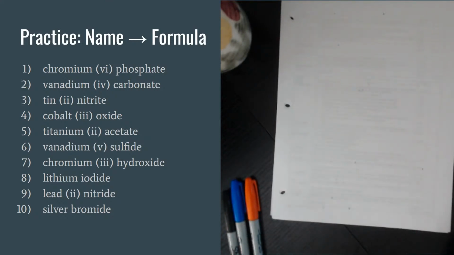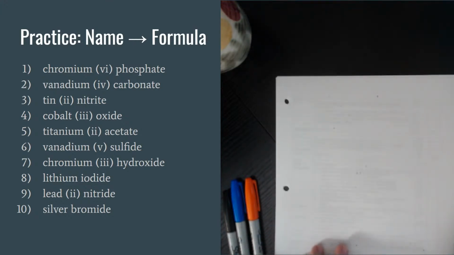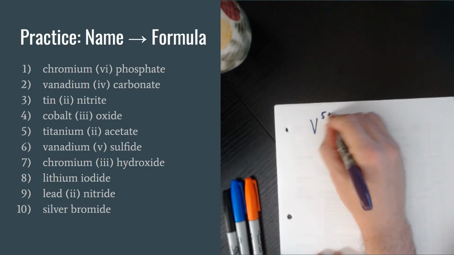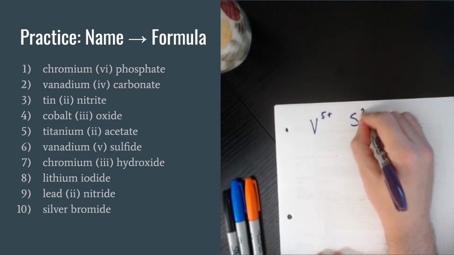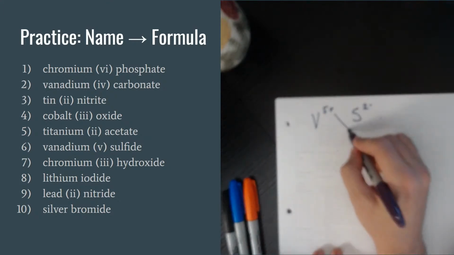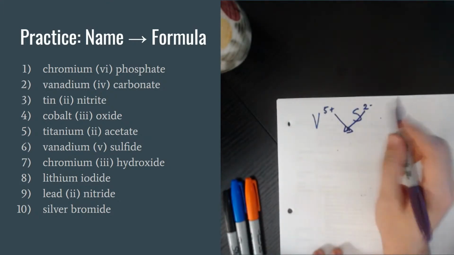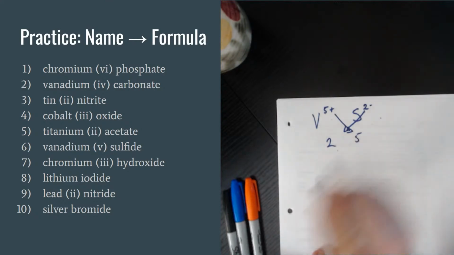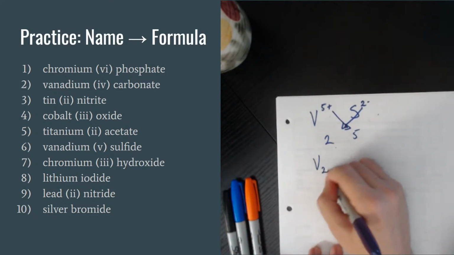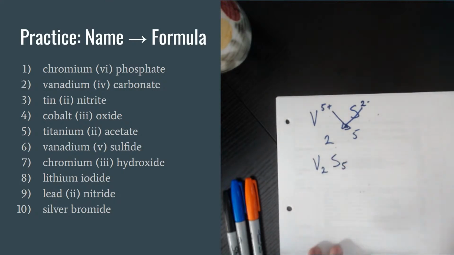Continuing, vanadium 5 sulfide. Oh, I repeated vanadium. How strange of me. Okay, so vanadium 5 sulfide, 2 minus. Once again, we bring our charges down. We have 2, we have 5. No common factor. We can't divide through, so it is V2S5, vanadium 5 sulfide.